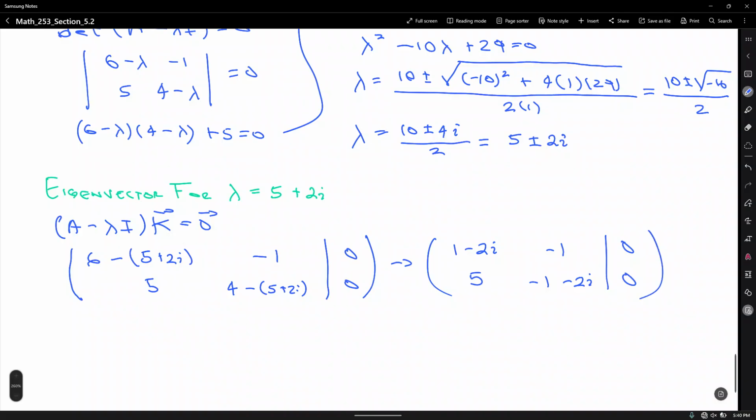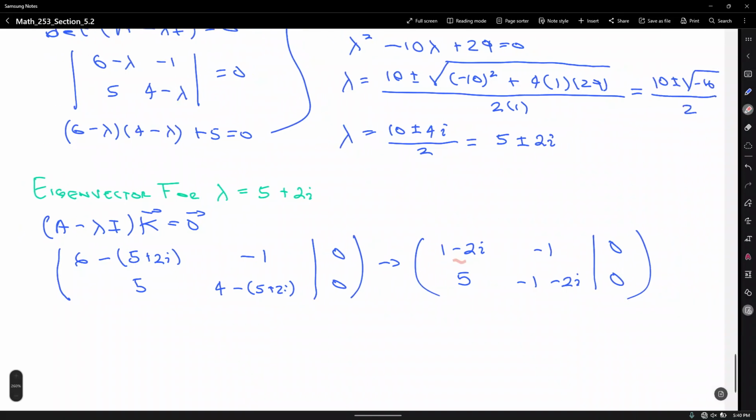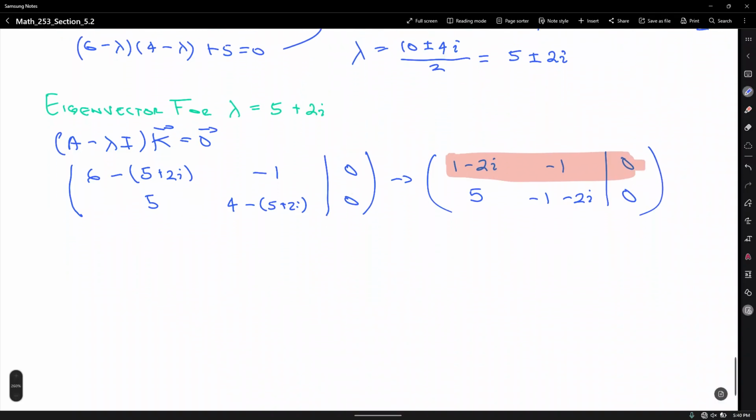So guys, again, what did we say about complex eigenvalues? Don't even bother reducing the system. Just grab your favorite row. I'm going to grab the first row, let me highlight it, and turn that into an equation. 1 plus 2i times k1 minus k2 equals 0.